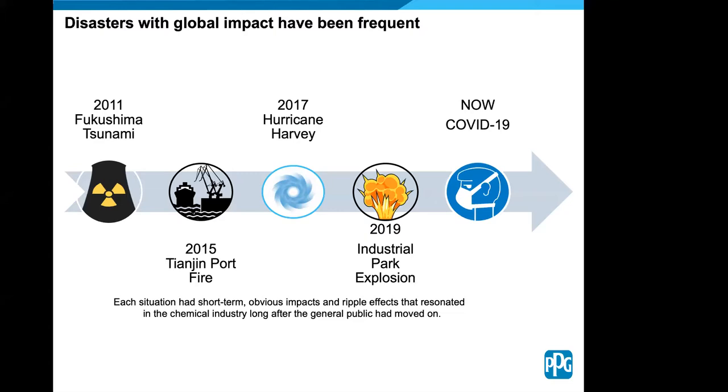There have been several others, including the hurricanes we've seen in the Gulf Coast, specifically Harvey, and how it disrupted the supply chain. And I'll show you some more recent ones from an industrial park explosion in China, as well as what's happened in COVID-19.